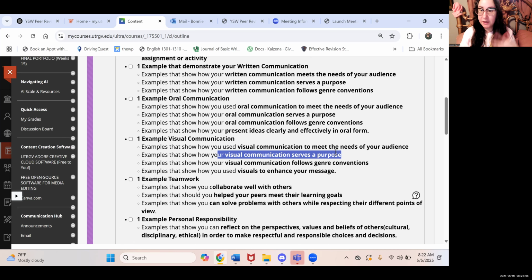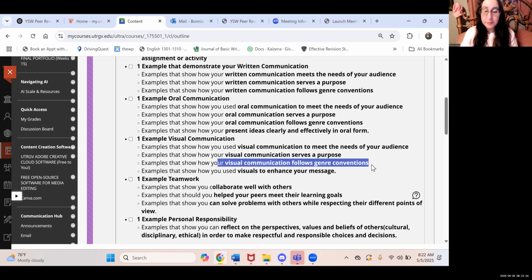We created a picture with an end goal in mind, or we created a visual video, something that has visual elements to it, that has a goal in mind. These are created to get the audience to feel this, or to get them to make this change in the world. That follows genre conventions. Yep, even visuals have rules, right?